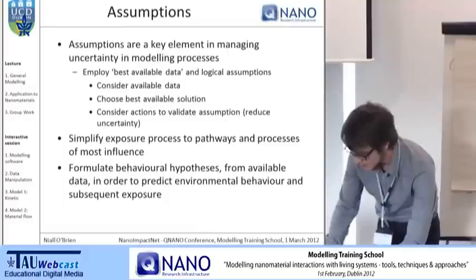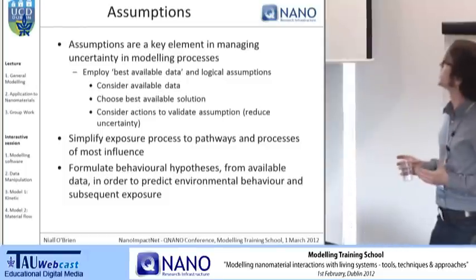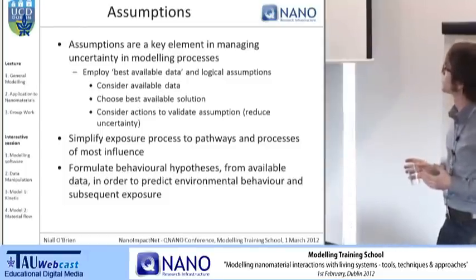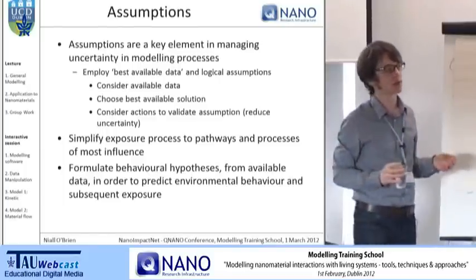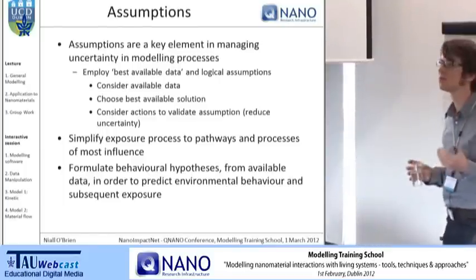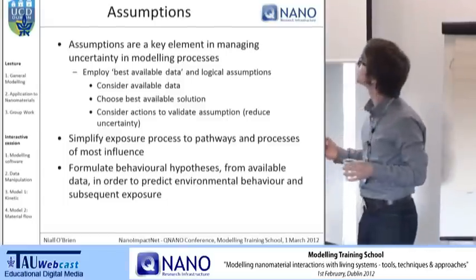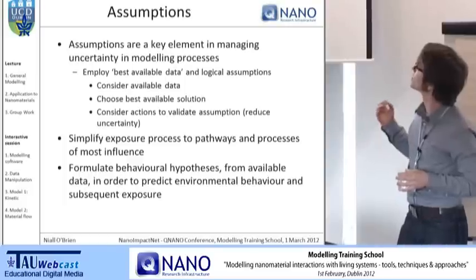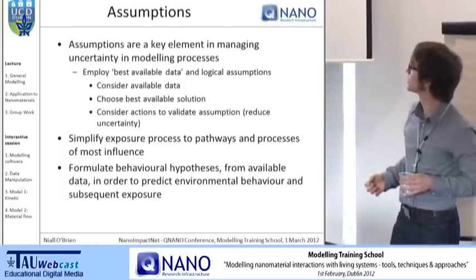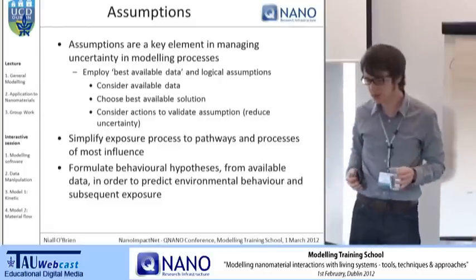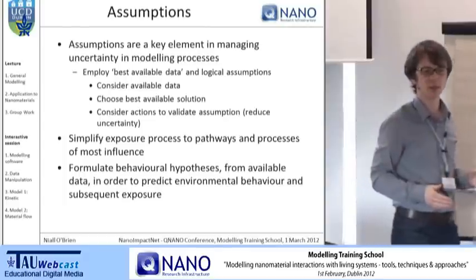In any model, there are many assumptions. Assumptions are a key element in managing uncertainty in modeling processes. If we have a lot of unknowns or a lot of uncertainty, we have to make some guesses as to which is the best choice to make. And these are assumptions. So this employs the best available data in logical assumptions, where you consider the available data, choose the best available solution, and consider actions to validate this assumption, and so reduce uncertainty.